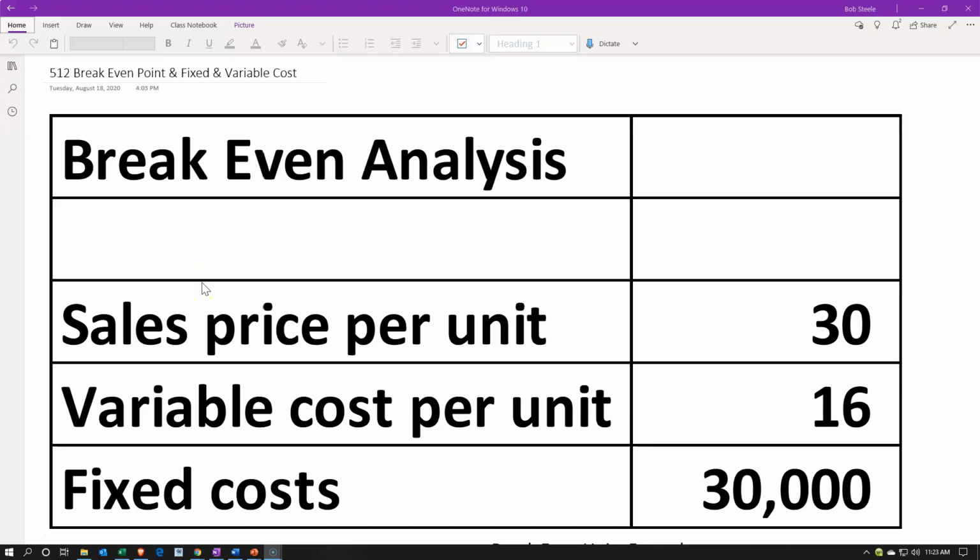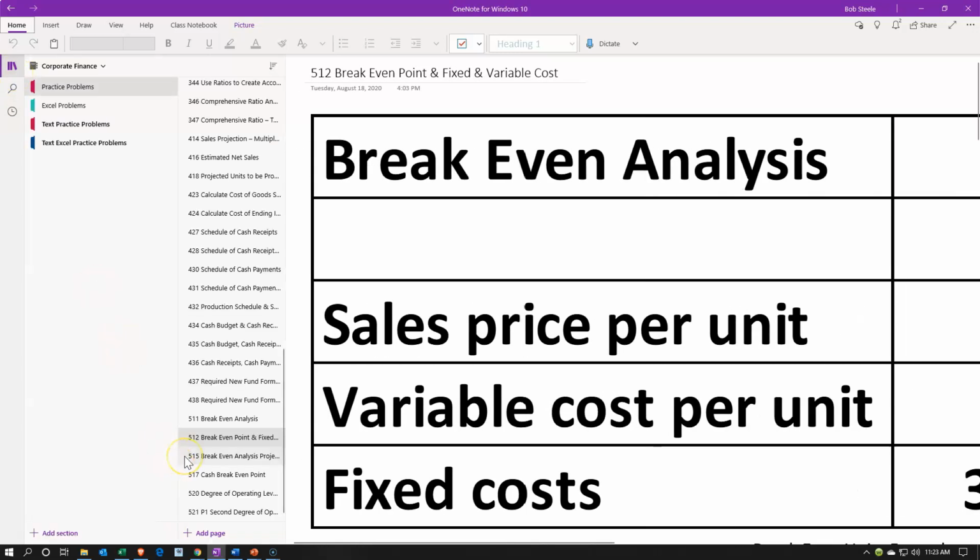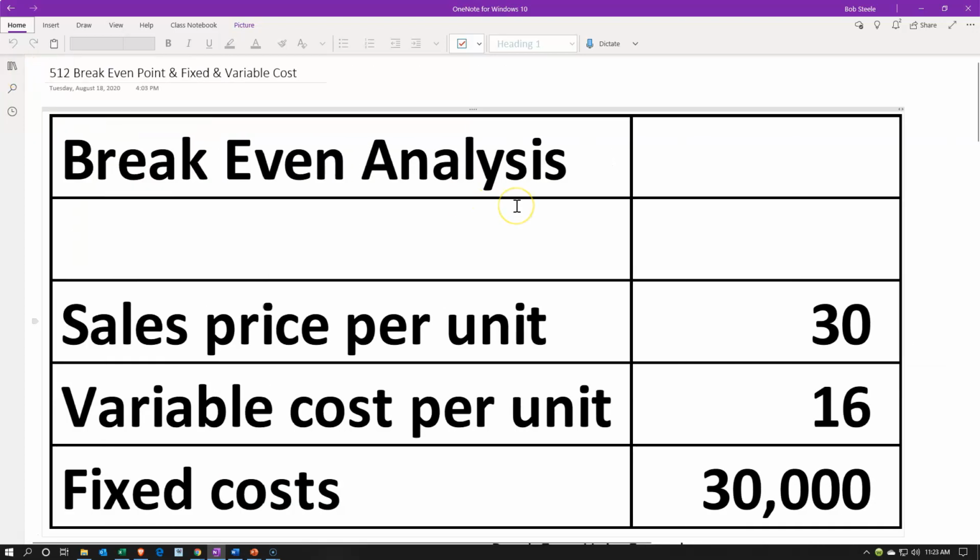Here we are in OneNote. If you would like to follow along in OneNote, you're not required to, but if you have access to it and would like to, we are in the 512 break-even point and fixed and variable costs tab in the practice problems section. We're going to have two problems that we will work through. We're going to go through a break-even point calculation, similar to what we've seen in the past. Then we'll talk more about breaking out between variable costs and fixed costs, which is going to be a key component to doing break-even analysis.